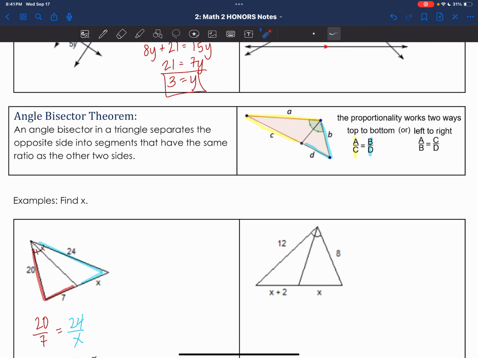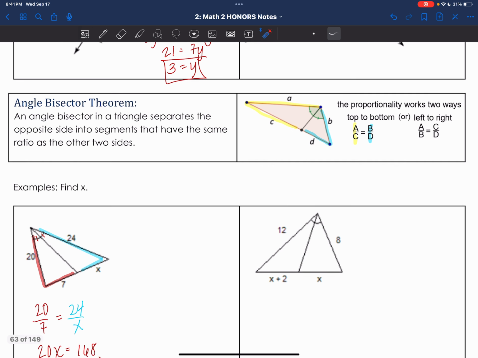We've talked about angle bisectors, how it splits one big angle into 2 smaller congruent angles. But now we know an angle bisector in a triangle separates the opposite side into segments that have the same ratio as the other 2 sides. So this is your angle bisector here. So I know this over this, A over C, is going to equal B over D. So it split this triangle there, A over C is equal to B over D.